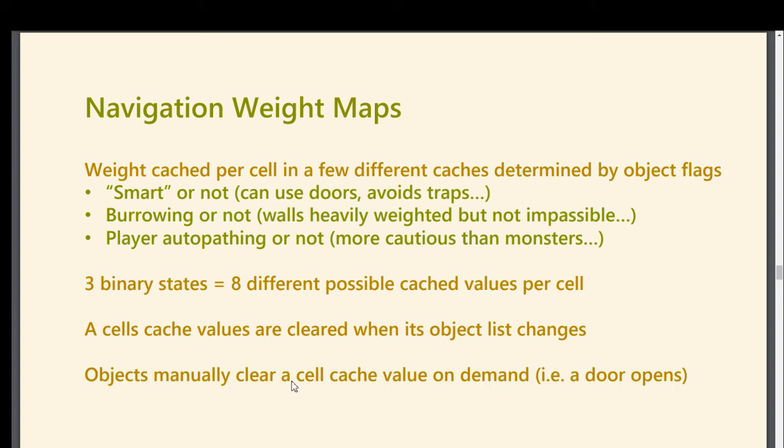And it's also possible for objects to say, hey, cell, clear, invalidate your caches because I've changed what I'm going to report. And that doesn't happen automatically. The objects have to decide to clear that cache.